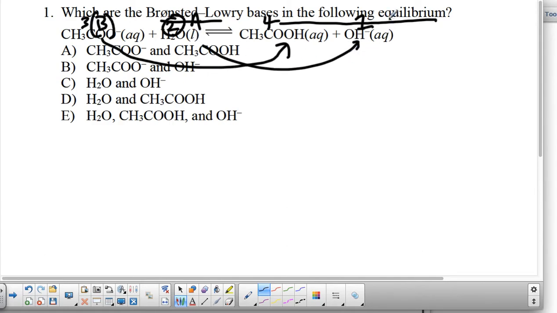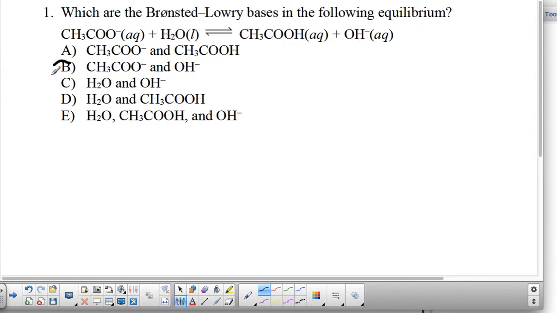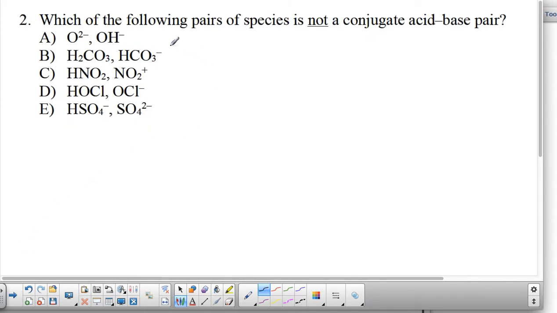Going the other way, though, if this is an acid going this direction, that would be a conjugate base going that way. So the correct answer for this one would be B. CH3CO minus and OH minus. So remember, a Bronsted-Lowry base gains an H, a Bronsted-Lowry acid loses an H. Definitely have to be able to do that.